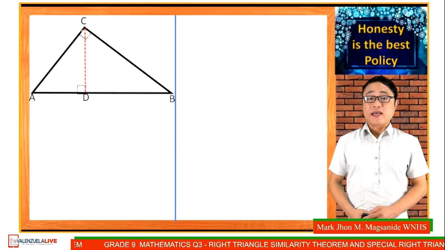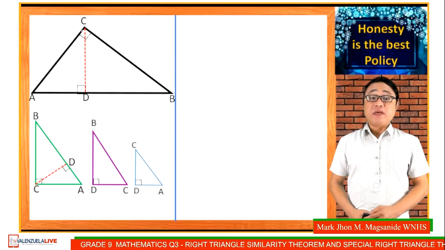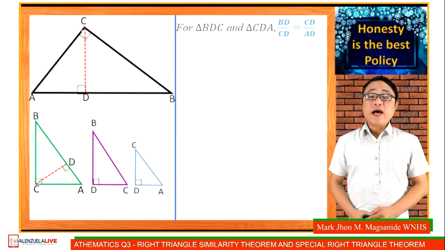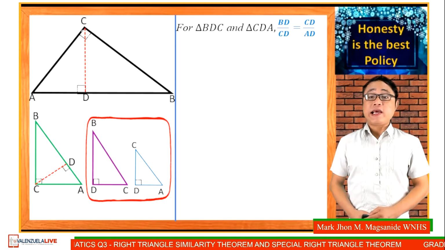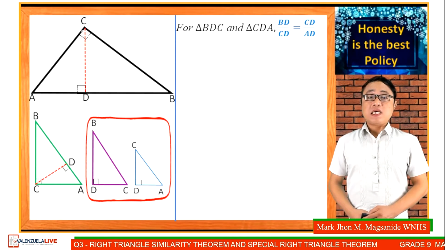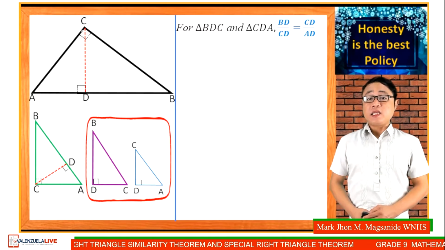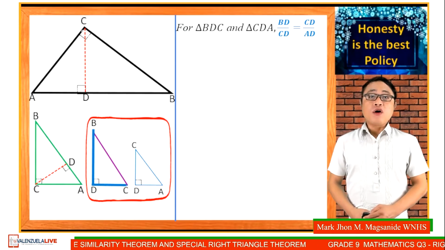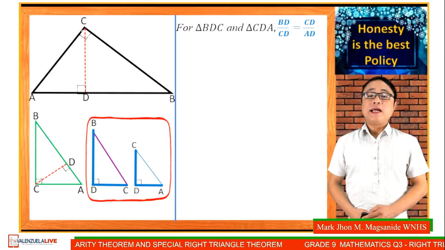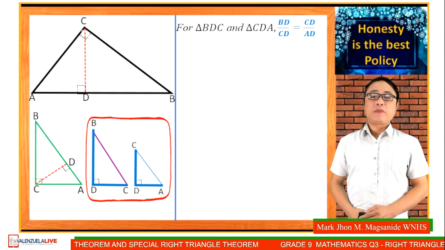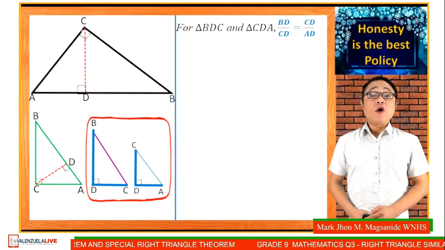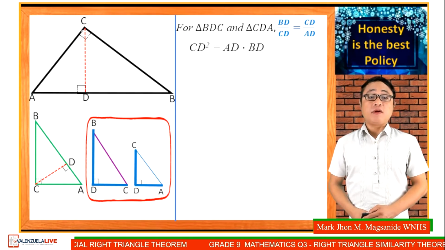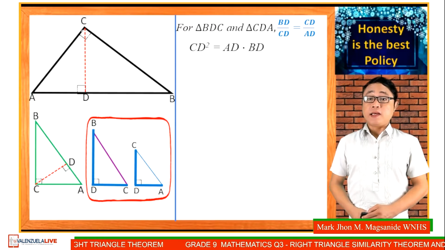Separating the three triangles, we have triangle BCA, triangle BDC, and triangle CDA. For triangle BDC and triangle CDA, the proportion BD is to CD as CD is to AD is formed by getting the relationship of longer leg to shorter leg of each triangle. By the cross multiplication property, or the means-extremes law of proportion, CD squared is equal to AD times BD.